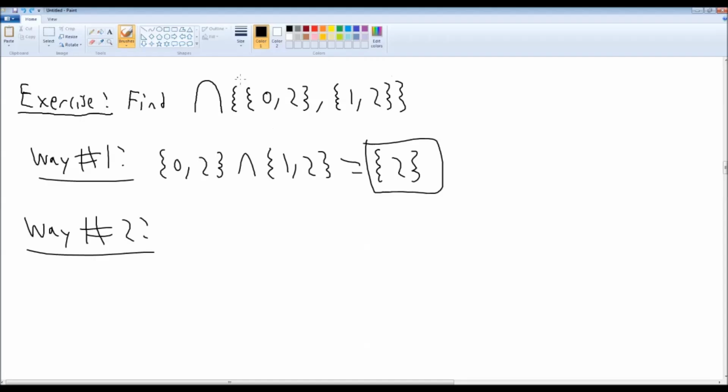Way number 2 is we ask, what are the things that are in all elements of this guy? Okay, well, this guy has 2 elements, this guy and this guy. So what things belong to all of these? Okay, and you can see 2 is the only element that belongs to everything. So therefore, it has to be the singleton 2.